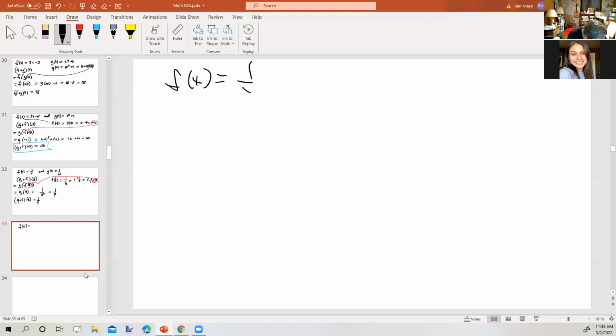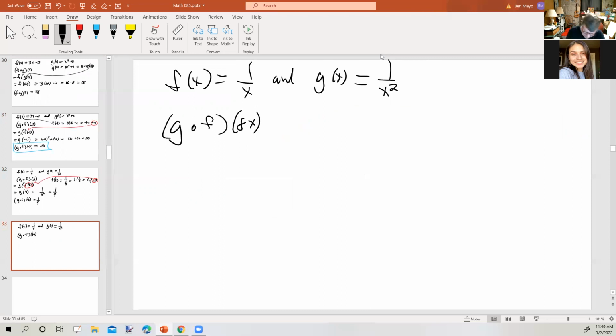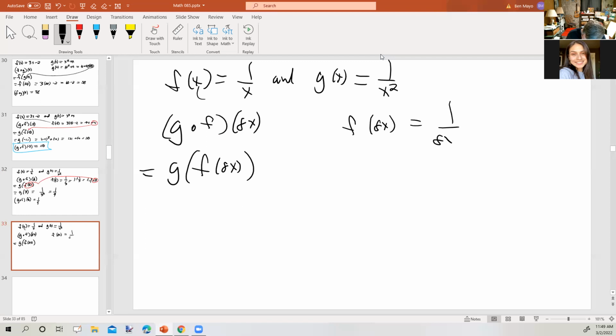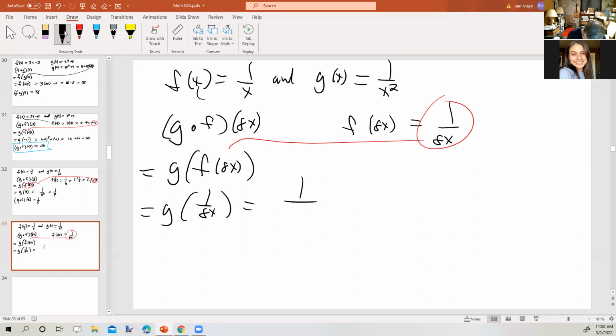Again, let's say f of x equals 1 over x and g of x equals 1 over x squared. Let's find g composed with f of 8x. So that's g of f of 8x. Well, f of 8x is 1 over 8x. So that's going to go in place of that. So that's equal to g of 1 over 8x, which is 1 over 8x squared, which is 1 over 64x squared. You still with me?